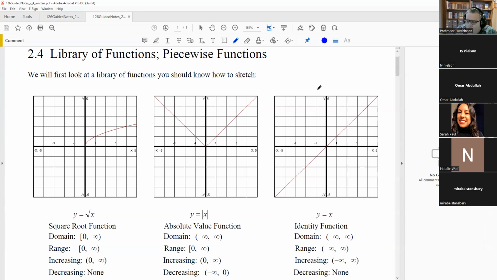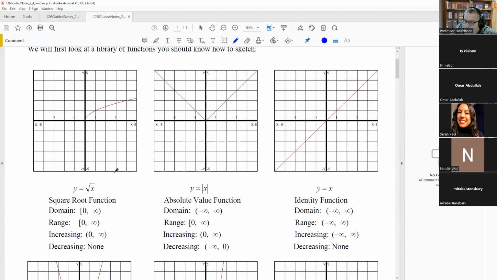All right, so let's go ahead and come back here to library of functions, piecewise functions here. This is a list of the library of functions that we have here. We have different functions: the square root function, absolute value function, identity function. I listed the domain and range for each, but really all you have to be concerned about is the actual points that you have on each of these. Even though you can see them on the graph, I'm going to go ahead and label some key points for you because we're going to use these later in order to graph.